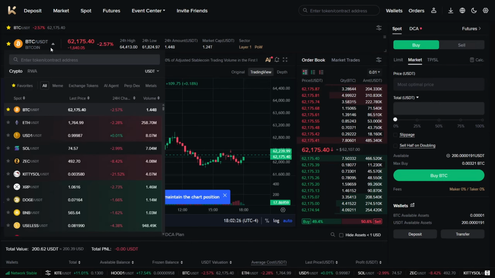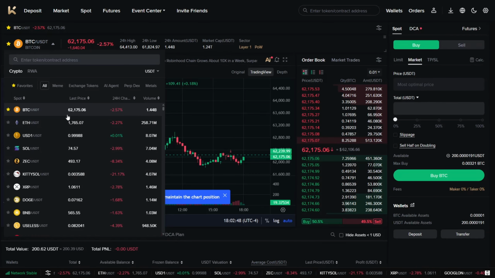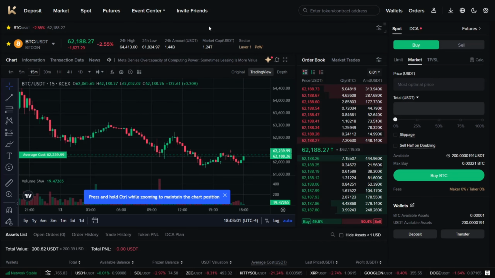We next want to choose a token to trade. KCEX has many spot markets, including larger cryptocurrencies and newer listings as well. For this tutorial, we're using BTC/USDT. BTC is the asset we are trading, and USDT is what we use to price and pay for it.